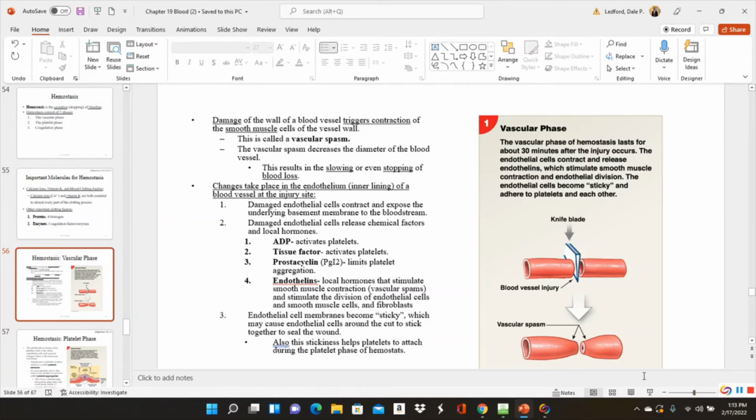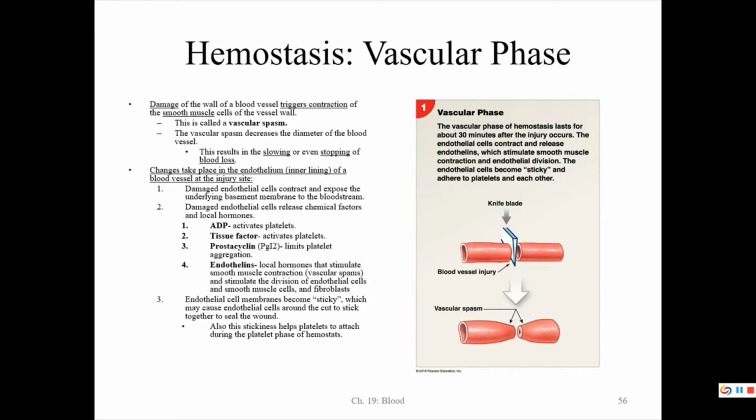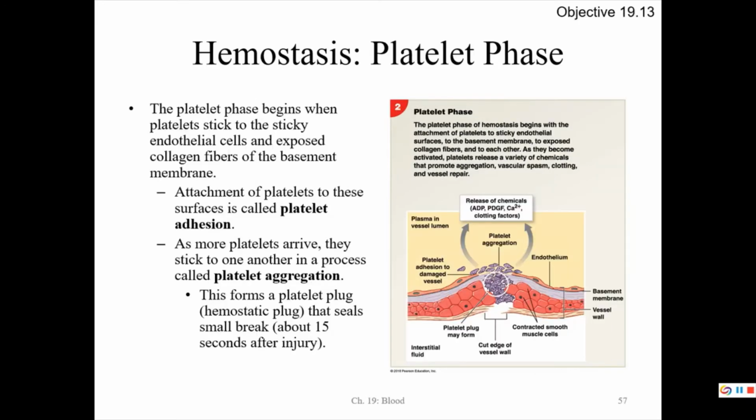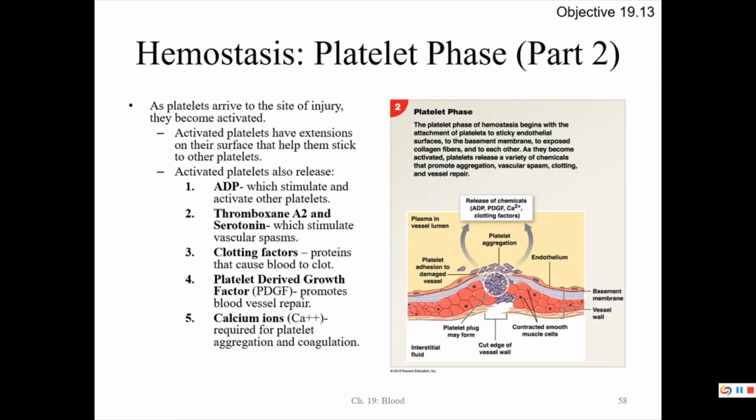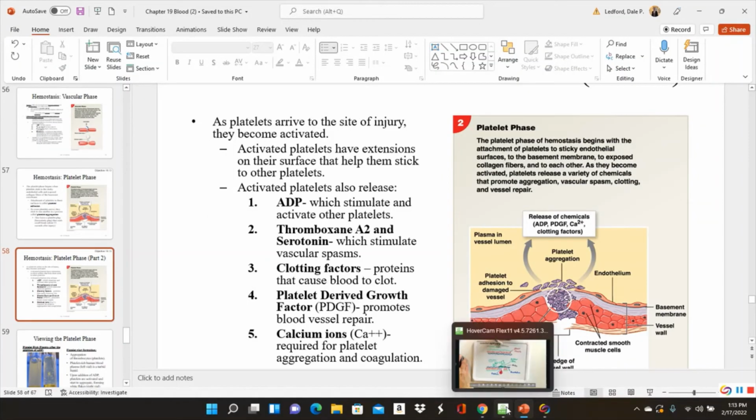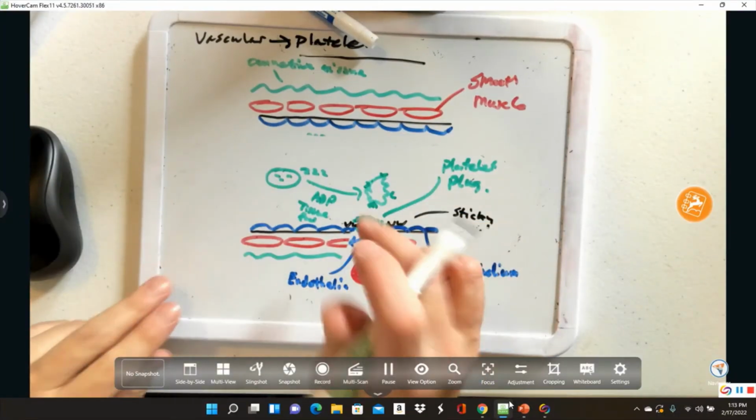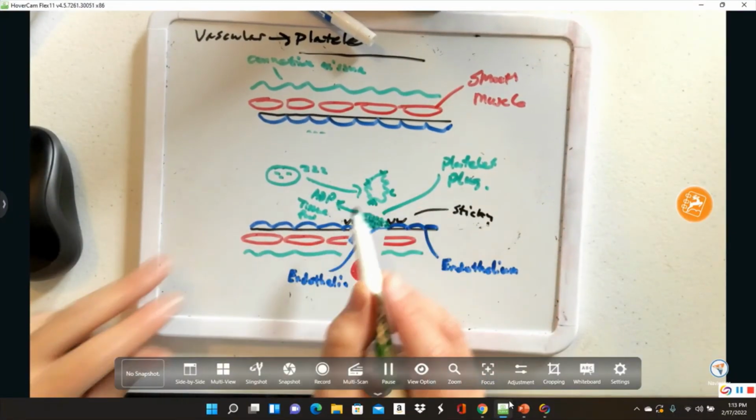Now, what I want to help you understand is that this is important. The platelet stage happens, and when there is a sticky area, these platelets can stick to that exposed surface. That is called platelet adhesion. They then aggregate, and they form a platelet plug. So we activate them, adhesion, then aggregation. Now, one of the things these activated platelets are going to do is make ADP. They're going to start to make ADP.